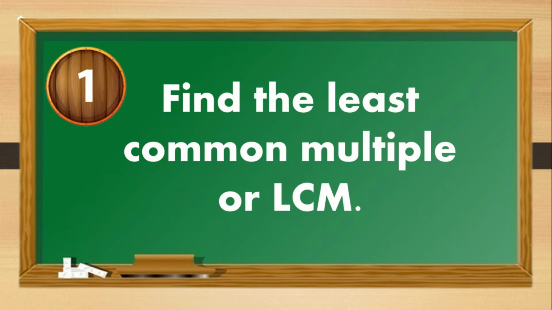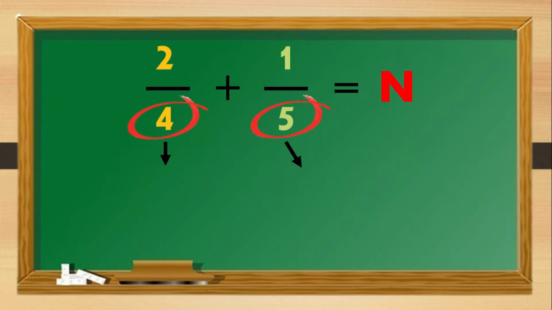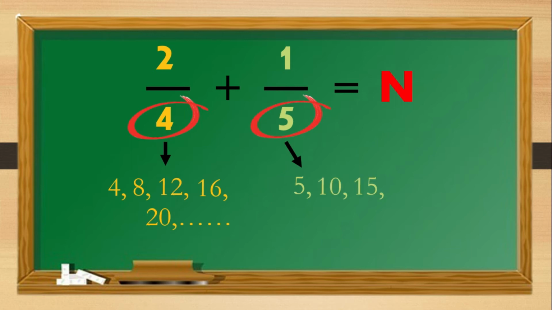Step 1. Find the least common multiple or LCM. The multiples of 4 are 4, 8, 12, 16, and 20. The multiples of 5 are 5, 10, 15, 20, 25, and so on. The least common multiple of 4 and 5 is 20.